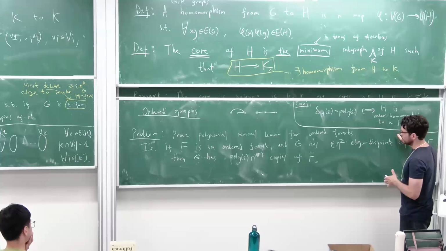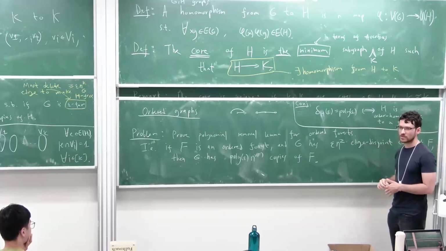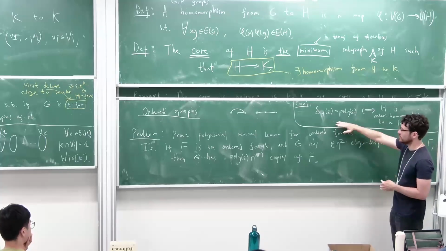And the other direction we know: if H is not order homomorphic to a forest, then it is not polynomial. We know that.